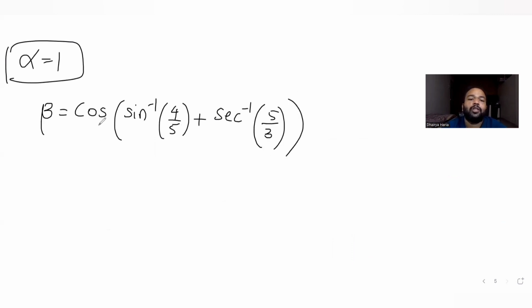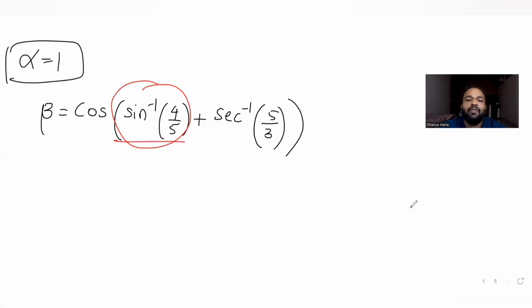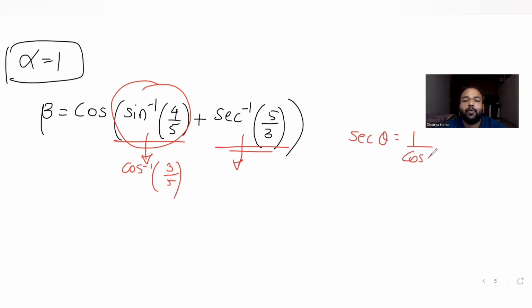So if I solve this, let's convert sine inverse as well as sec inverse in terms of cos inverse. We just saw sine inverse of 4 by 5 I got when cos inverse was 3 by 5. So instead of sine inverse of 4 by 5, I can write that as cos inverse of 3 by 5. And for sec inverse of 5 by 3, I know sec theta is 1 by cos theta, the reciprocal. So if I want to write it in terms of cos inverse, I'll again take the reciprocal. So that becomes 3 by 5 again.